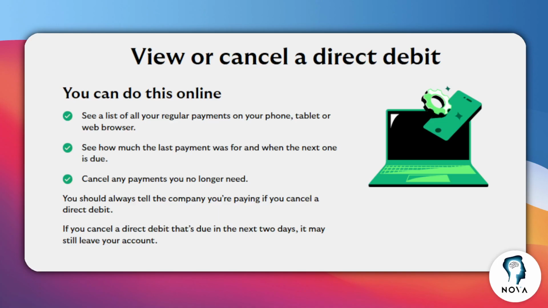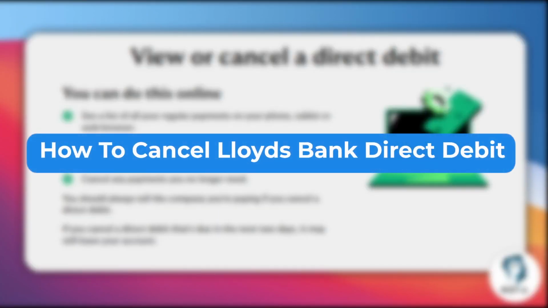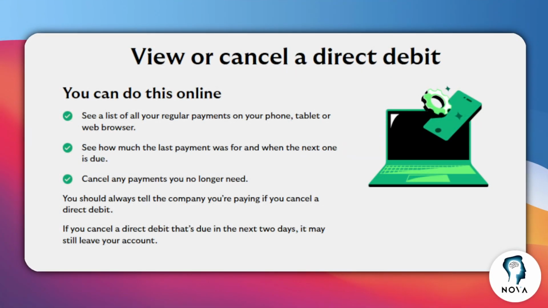In this video, I'm going to show you how to cancel a direct debit in the Lloyds Bank app. You can also do that through online banking if you want to. If you want to do it online, you can log in to your bank account online and see the list of all your regular payments on your phone, tablet, or web browser. So this is a summary of the steps we'll take you through.